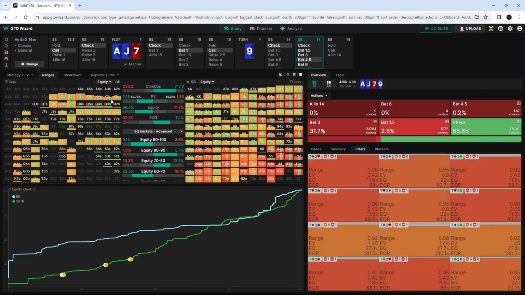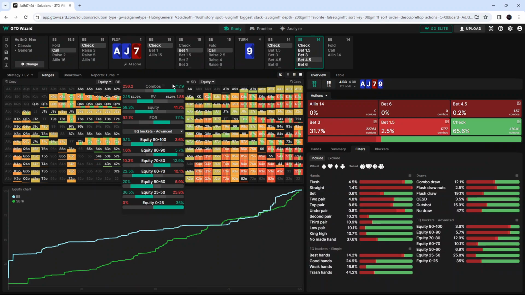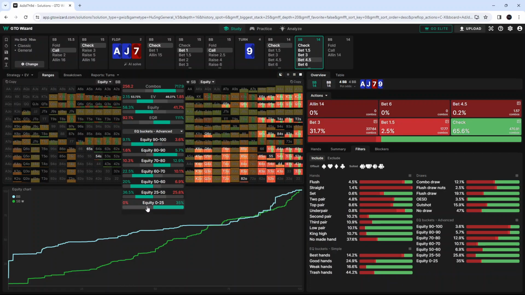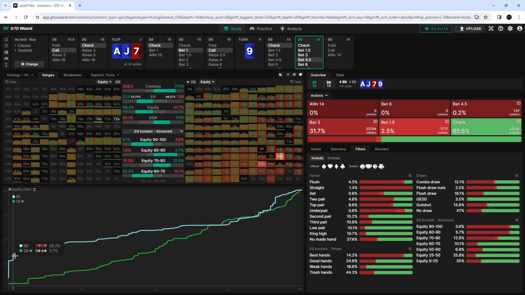We can see if we look at the total combos, the small blind has 717 combos of all hands here. The big blind only has 256. This is exactly what I mean: because the small blind bet so wide on the flop and the big blind got to fold a lot, the flushes just make up a larger portion because there's less combos to begin with. If we go to really, really low equity hands, the big blind just has absolutely no trash anymore, we can see on the graph.